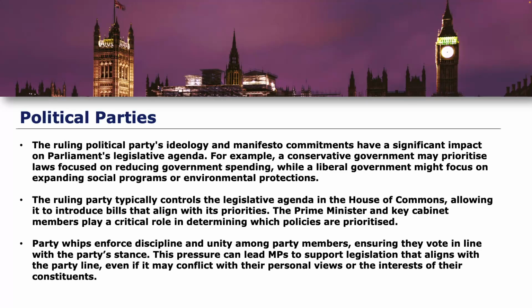And so within the party structure, you also have the enforcement of discipline and unity among party members through the whip system, through the system of whipping MPs into voting for particular initiatives that people want them to vote for. This essentially ensures that they vote in line with the stance of the party that they are associated with. This can lead to pressure on MPs, and it could even lead to MPs supporting legislation that doesn't necessarily align with their own personal views or even align with the interests of their constituents, but still would align with the party line, and so therefore have to vote for it regardless.